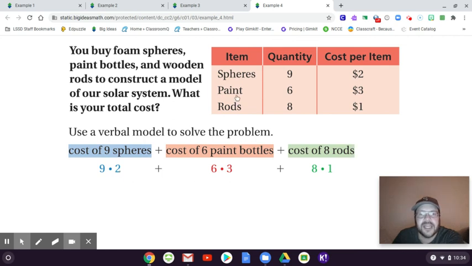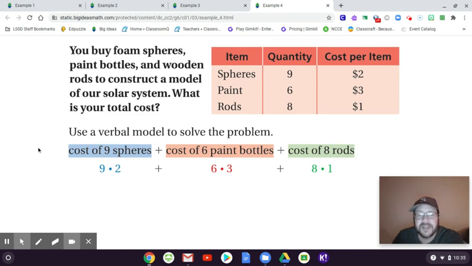Okay, and then for paint, you're buying 6 bottles of paint, and they're $3 a piece. So you do 6 times 3 for the cost of the paint. And the cost of the rods is 8 times $1 per rod, so it's 8 times 1. So now we have 9 times 2 plus 6 times 3 plus 8 times 1. So what do we do next?